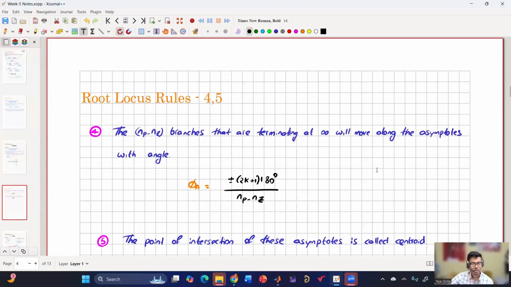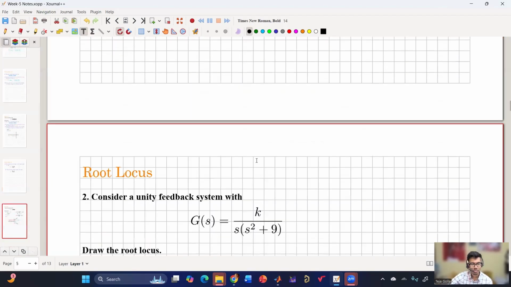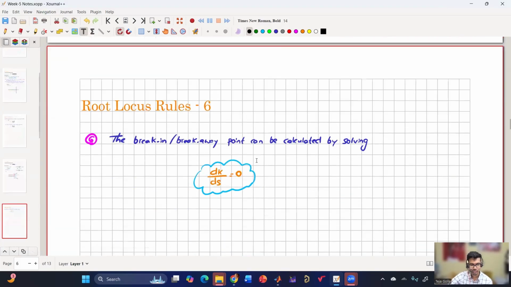Then we have learned about rules 4 and 5, which apply only if there are branches terminating towards infinite. If they are not terminating, then there is no point of these 2 rules. In such a case, we have to find the angle of the asymptotes and the intersection of the asymptotes, which is called the centroid point. Using this, we have again solved one problem, and we have found the asymptotes and angle of asymptotes.